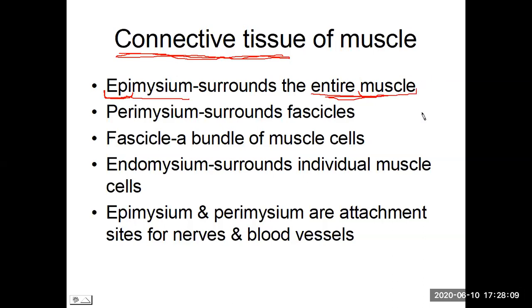Taking a cross section through, and we will use this figure 9.1 to represent this. Taking a slice through the muscle, there are now these smaller bundles known as fascicles, just meaning a bundle of cells of some type.